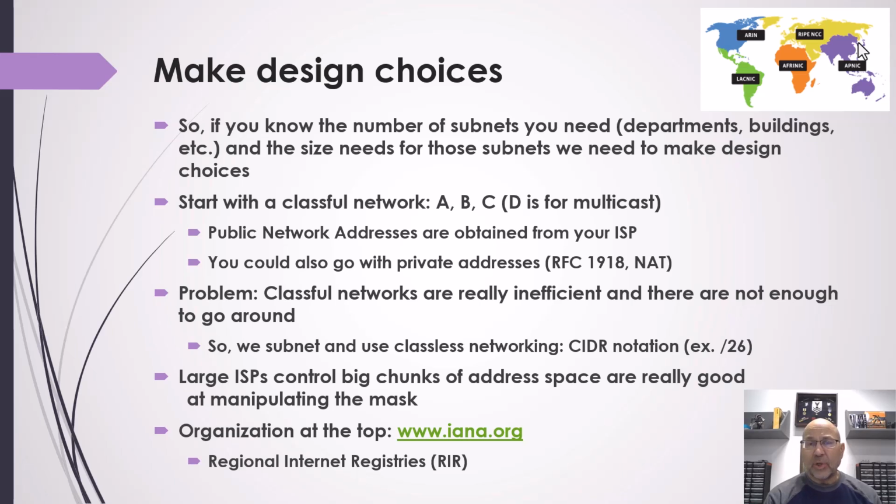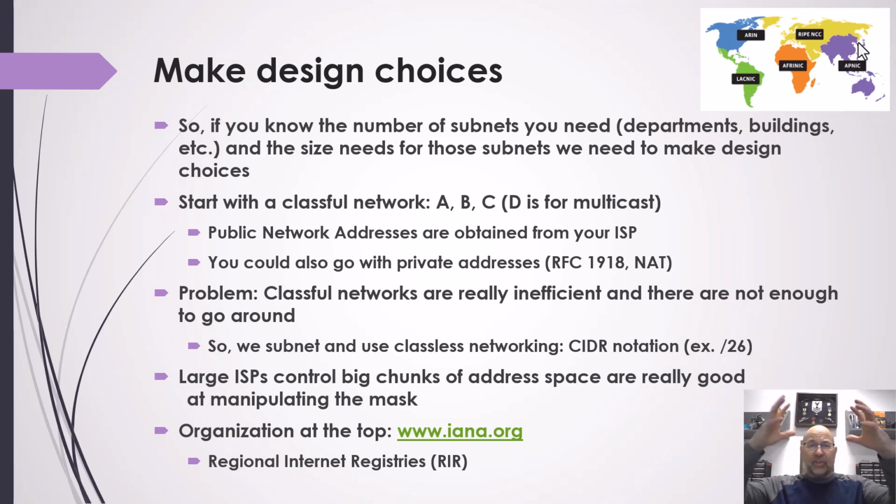What you actually end up doing is you get a chunk of public address space from your ISP. How many addresses do you need on the public internet? Here is your address space. But you can also go with private addressing. This is the addressing that's associated with RFC 1918 addresses and network address translation. Today, what we do is we manipulate the masks to make them more efficient, but we also have to deal with the idea that there are no new addresses to give out anymore. So the ISPs control a lot of address space.